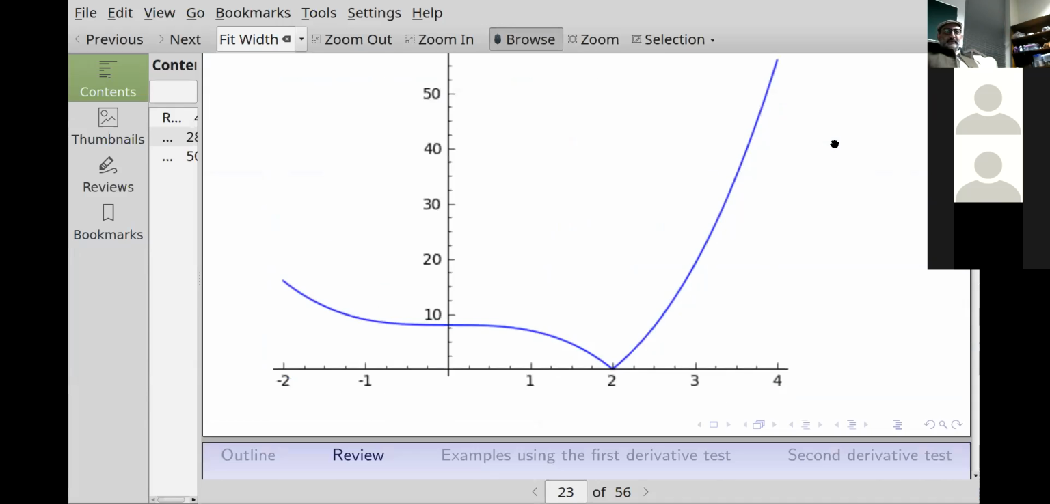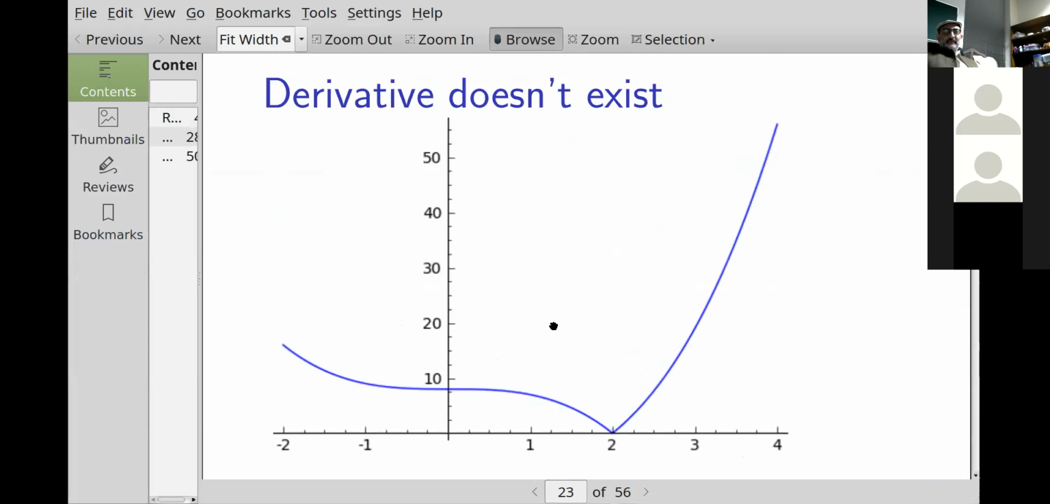Right? So once again, let's remember, you could have, okay, so there's a question? Yeah, sir, I wanted to ask that these local extrema, they occur at critical points only.